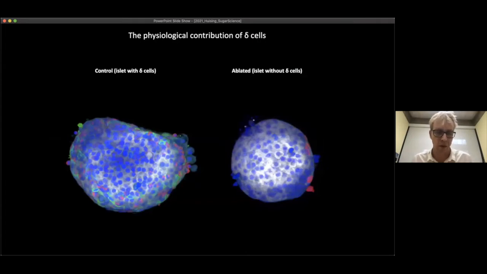And then you can do neat tricks. I'm not going to set up the whole story here, but you can do neat tricks like, okay, ask the question, these delta cells are constantly active. What happens if we remove them? There's ways to remove them.